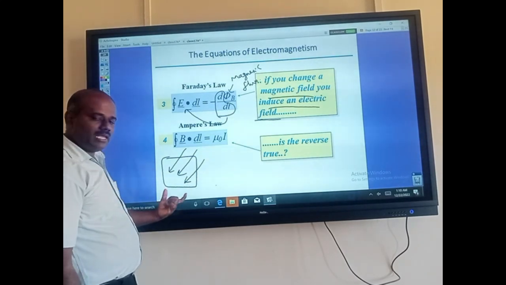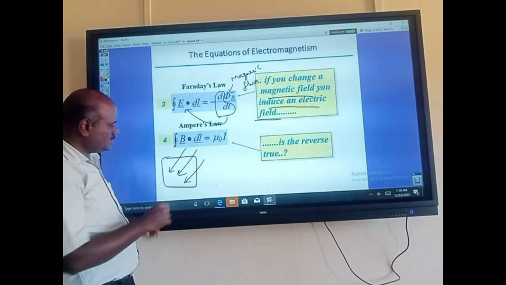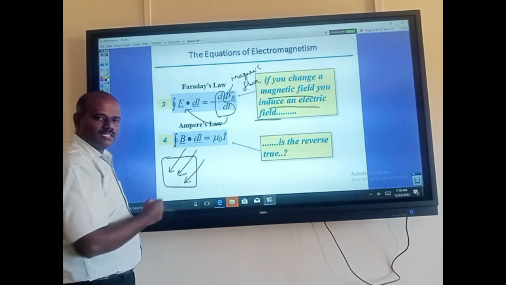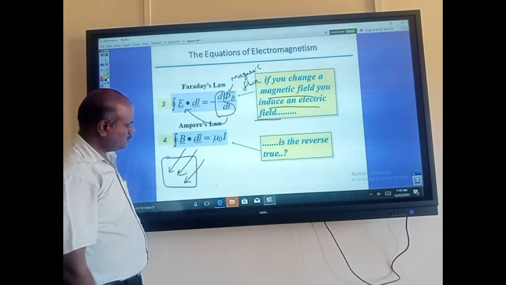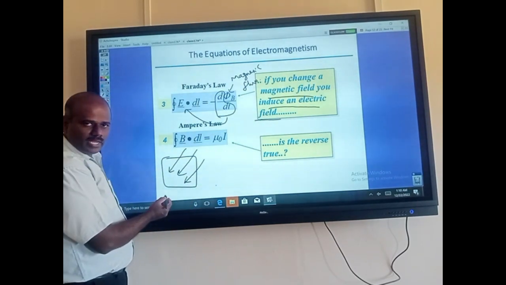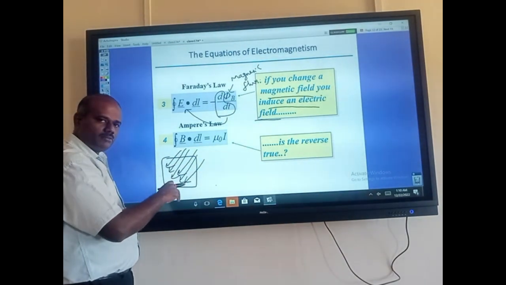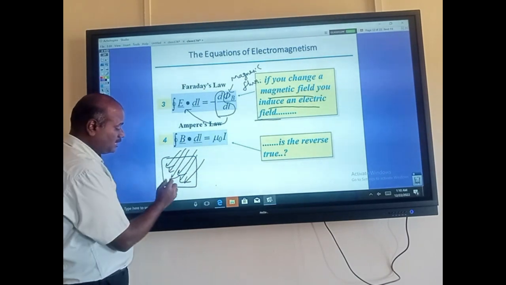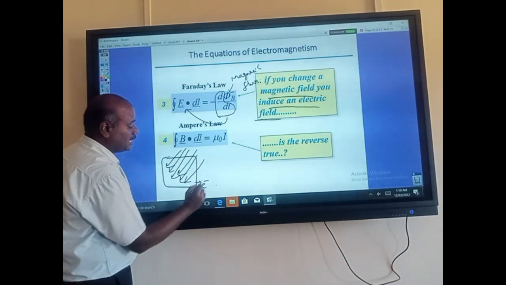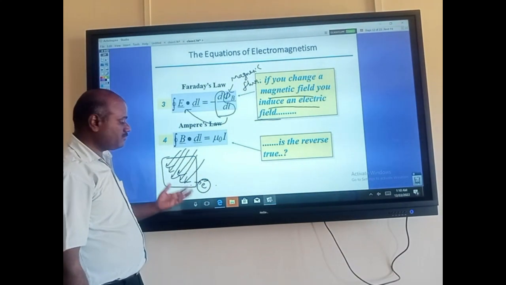If the area of the plate is a constant, as well as the number of flux lines crossing that particular area is a constant, then I don't find any electromotive force. If I change the area of the plate or the number of flux lines crossing, for example the flux lines keep on increasing, that is the rate of change of flux lines. If identified, then I can find there is some electromotive force induced on the plate. So that is Faraday's law.